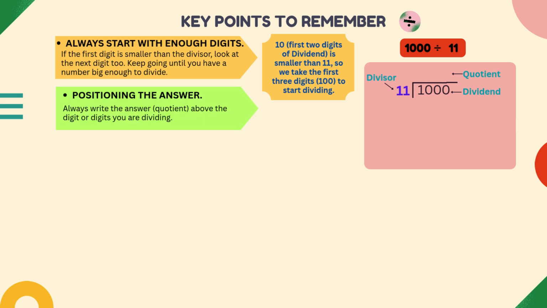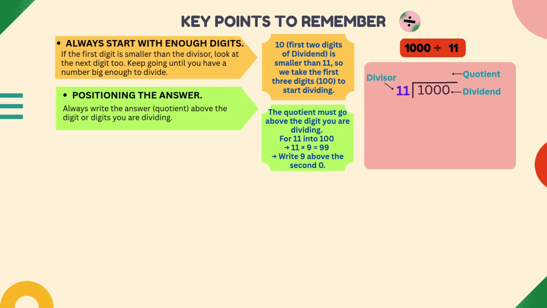Next, we should always position the answer correctly. Always write the quotient above the digits you are dividing. For 11 into 100, we get 9 because 11 times 9 is 99. So write 9 above the second zero of 100. After subtracting, we bring down the next digit.